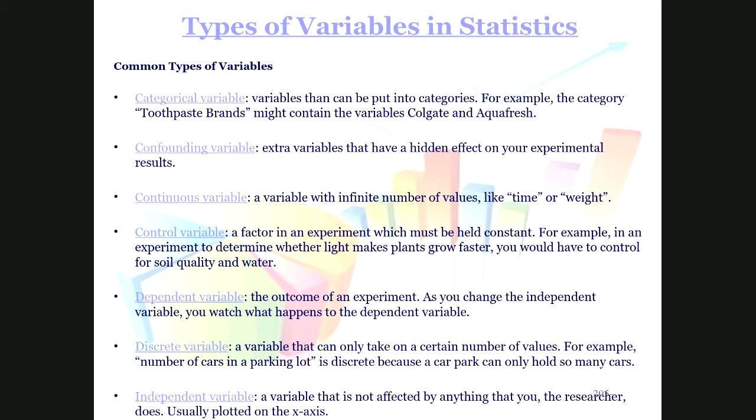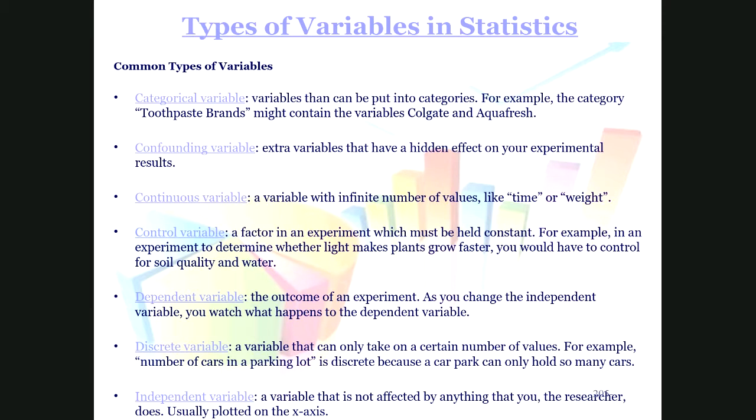A continuous variable is a variable with an infinite number of values like time or weight. A control variable is a factor in an experiment which must be held constant. For example, in an experiment to determine whether light makes plants grow, you would have to control for soil quality and water. A dependent variable is the outcome of the experiment. As you change the independent variable, you watch what happens to the dependent variable.